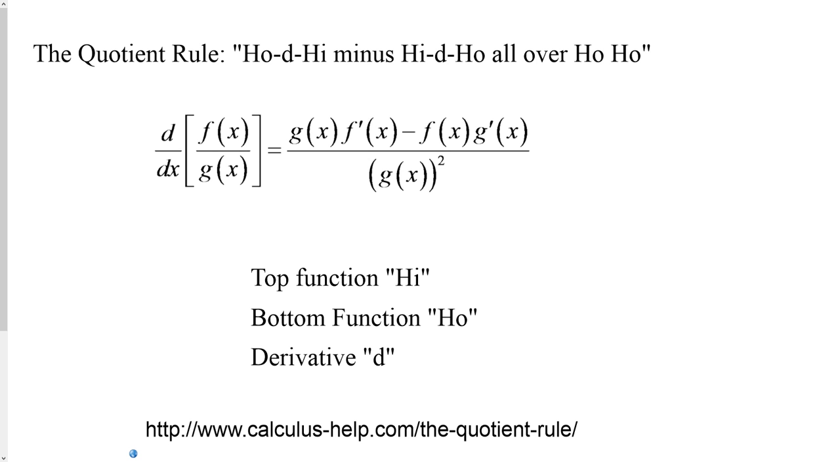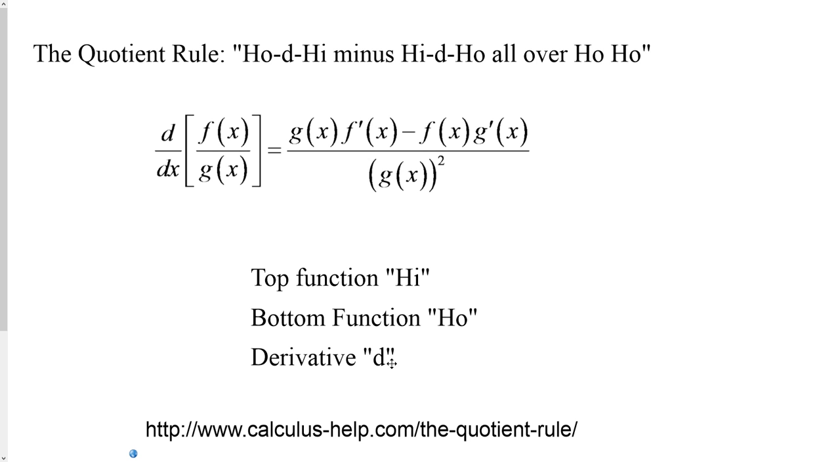And the quotient rule, and again, I use the mnemonic device to remember it. It's "Ho Dee Hi minus Hi Dee Ho all over Ho Ho." And again, there is a calculus help video here at the bottom that you can use, and I'll put it in the description. And if you'd like to watch that quickly, it again has some nice little animations that help show you where the things go. And it's a little bit nicer than what I can do. So I'll give you a second to pause and do that. 3, 2, and 1. Moving on.